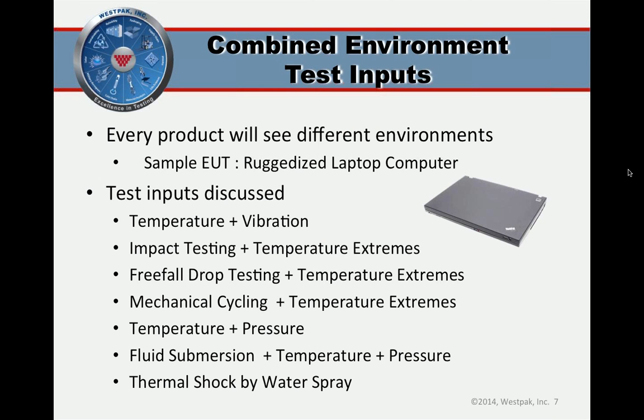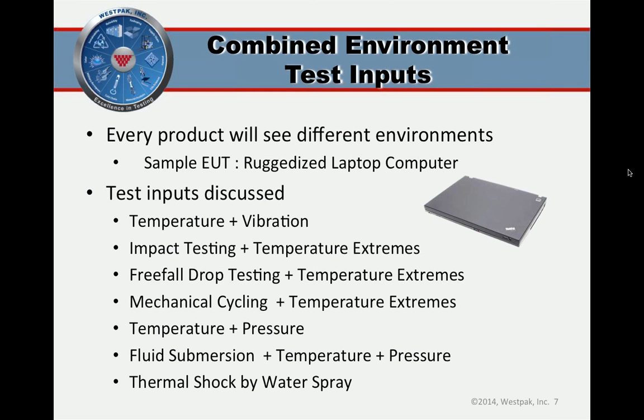The test inputs we'll discuss today, there's a total of 7. The first will be temperature and vibration testing. This is sometimes called AGREE testing. The next will be impact testing at temperature extremes. By impact, we mean physical impact, so dropping a steel ball or hail impact or something similar to a product. The next is freefall drop testing at temperature extremes. So that's physically dropping a product from your hands or something similar to the ground.